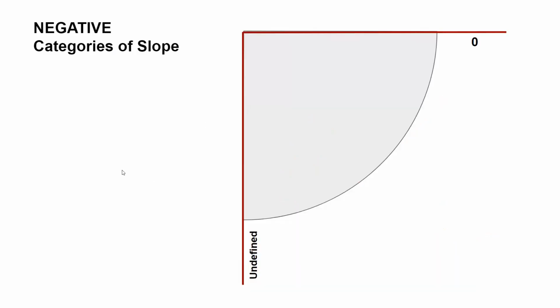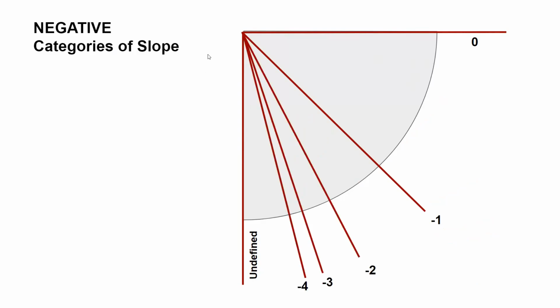Now let's take a look at the negative slopes. Here I have 0 again. I have undefined at the bottom. And in this case, we are going to rotate down from 0 toward undefined. There's our slope of -1, halfway in between. Then I can add my steep negative slopes.